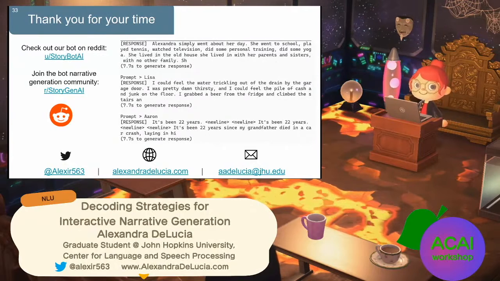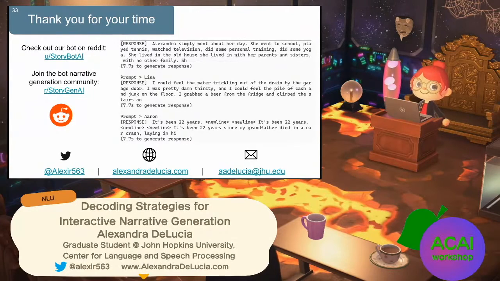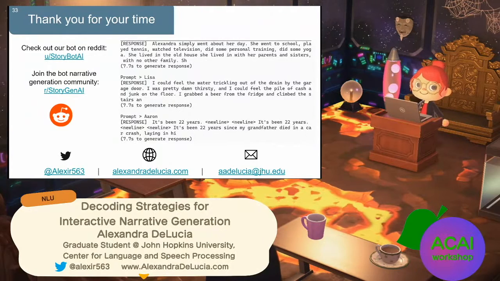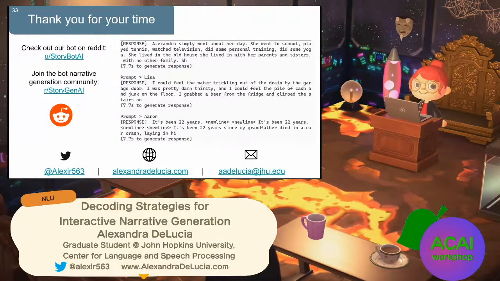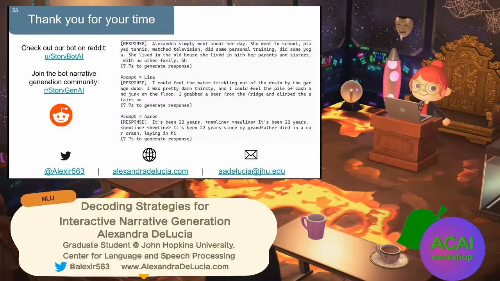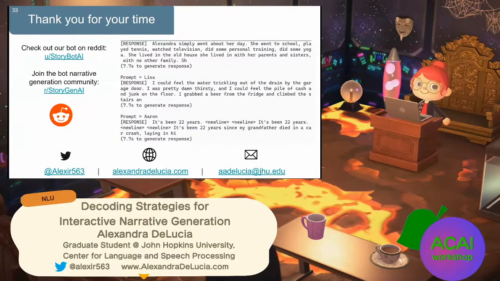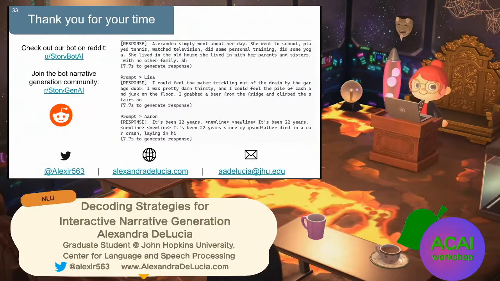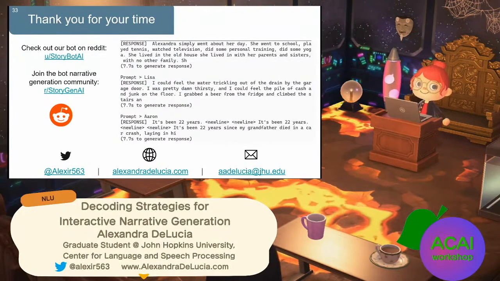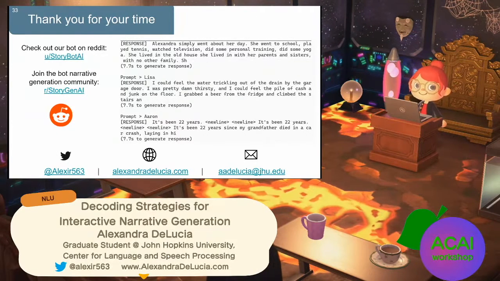So there is a bot narrative generation community on Reddit. Look it up, just r/storygenai, and our bot is Storybot AI, and it goes through every day and posts responses to the top 10 writing prompts from r/writingprompts. And we're still trying to come up with ideas on what to do with our data set of generated stories that just keeps growing and growing every day. But yeah, so that's it. I guess I can take some questions now.